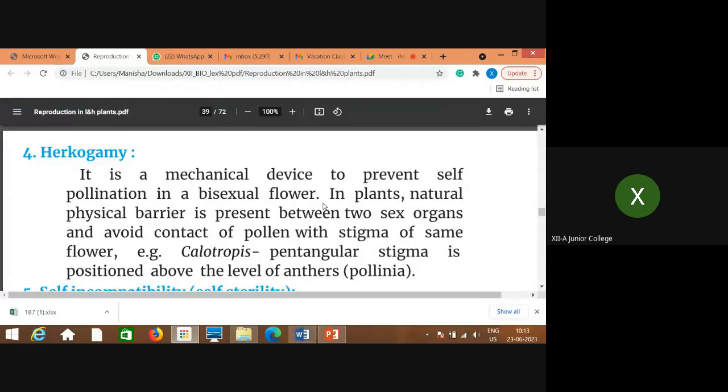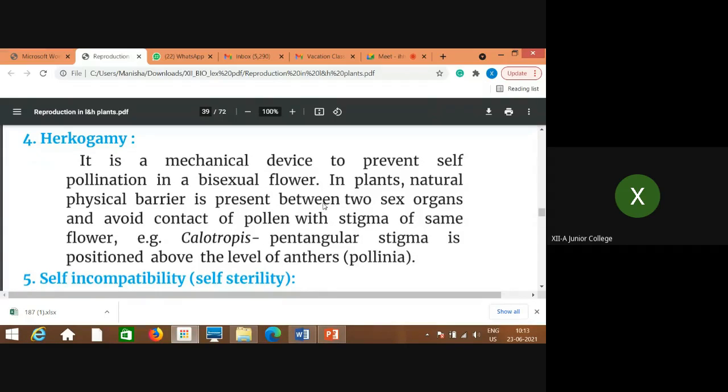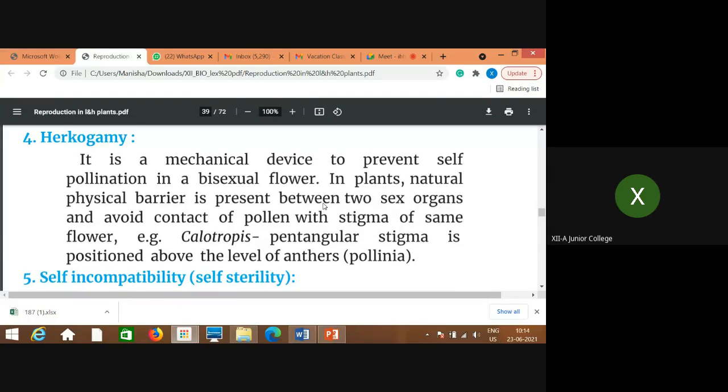Example, Calotropis, where the pentagonal stigma is positioned above the level of the anthers. That means the stigma is at the top and the anthers are below it, so how will the pollen grains produced in the anthers of the same flower reach the stigma of the same flower? Its position is naturally such that it itself becomes a physical barrier, so that the pollen grains of the same flower cannot reach the stigma of the same flower. So this is the mechanical device which prevents self pollination in bisexual flowers.